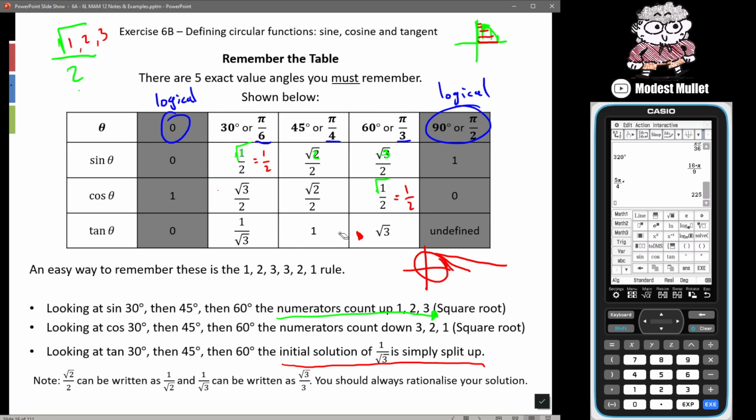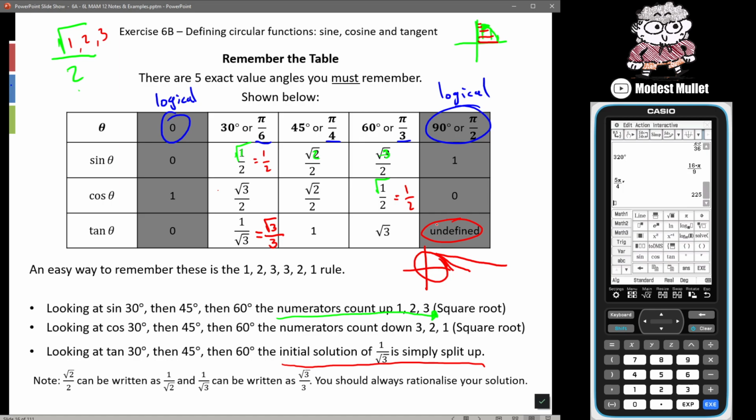This can also, and you'll see it very often, they'll actually rationalize the denominator. This can actually become root 3 on 3. That's the same thing. But either one of those will suffice for now, but we'll get in the habit towards you don't want to leave a third in the denominator. You want to rationalize that. And of course, tan of 90 is undefined.